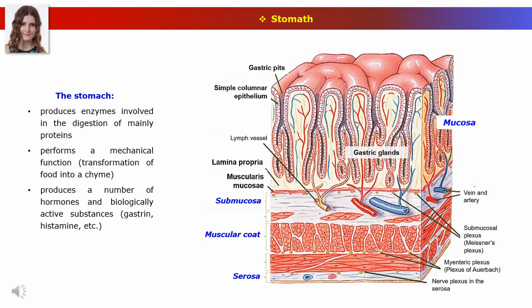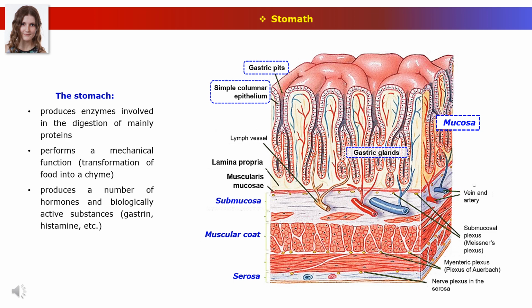The walls of the stomach consist of mucous, submucous, muscular and serous membranes. The mucous membrane forms folds, fields, and pits. The mucosa is covered with a simple columnar glandular epithelium. It produces mucus. In the lamina propria of the mucous membrane there is a large number of simple tubular glands, among which there are cardiac, gastric glands proper and pyloric glands, located in the corresponding areas. The glands open at the bottom of the gastric pits.